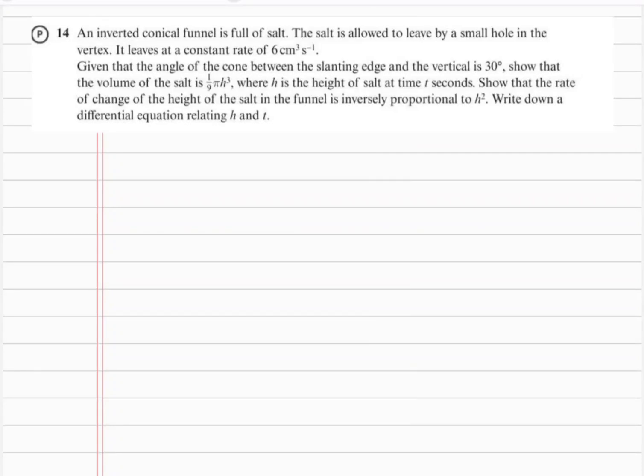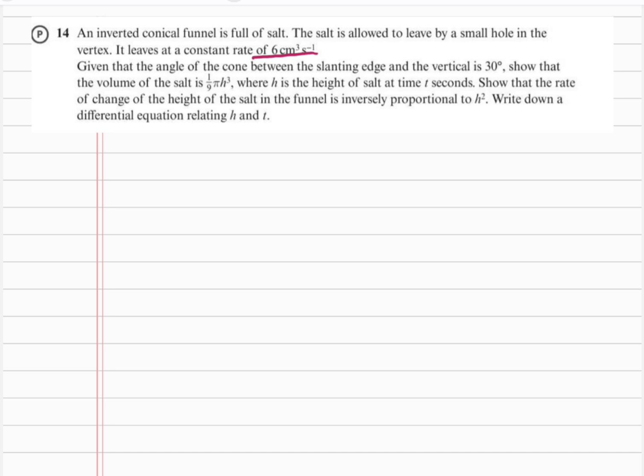Hi everyone, this video is on exercise 9J question 14. So we have an inverted conical funnel and that's full of salt. The salt is allowed to leave by a small hole in the vertex and it leaves at a constant rate of 6 meters cubed per second. Then we have the angle of the cone between the slanting edge and the vertical, which is 30 degrees.